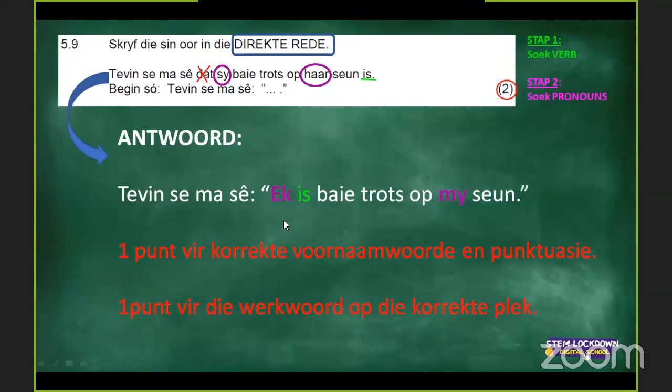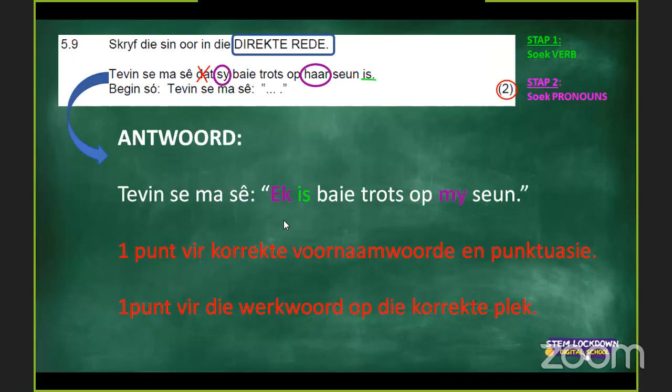Good. Now, in another lesson this week, I did explain how to change sentences from direct speech into indirect speech. It was the lesson on how to analyze the cartoon. And I also said that often direct and indirect speech questions are asked in the cartoon-related question, that is question 4. However, they are not just limited to that question, as we see in question 5.9. It says, skryf die sin oor in die direkte rede. Now we have to write it back into direct speech.